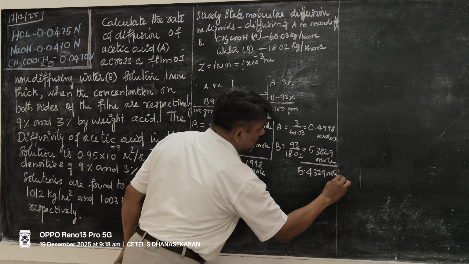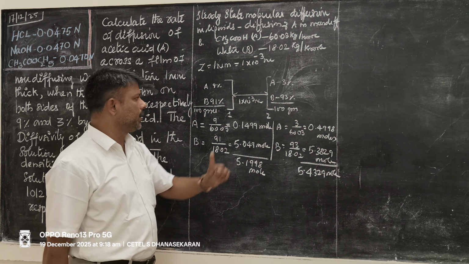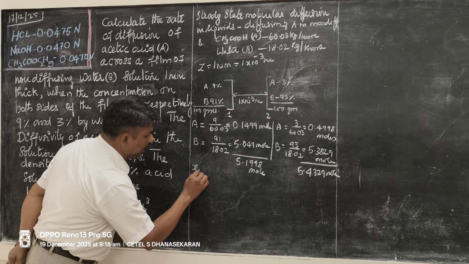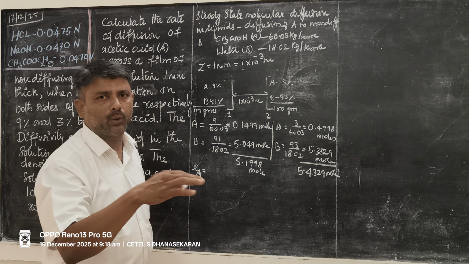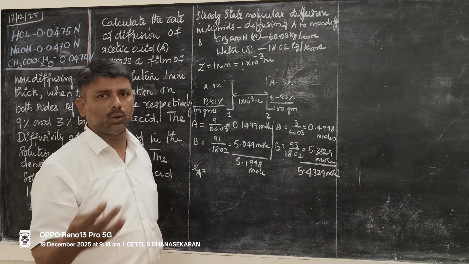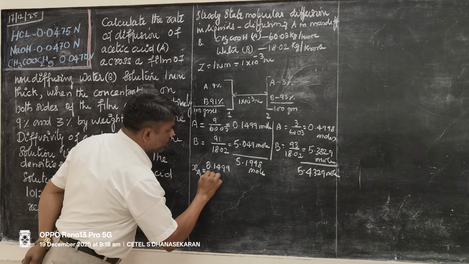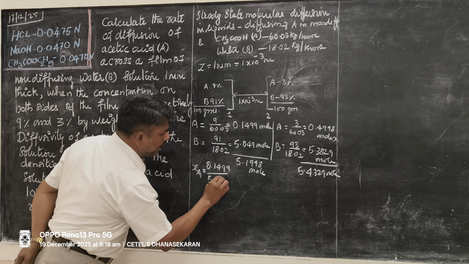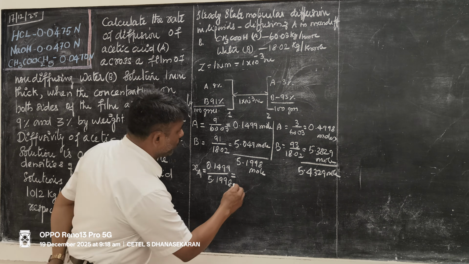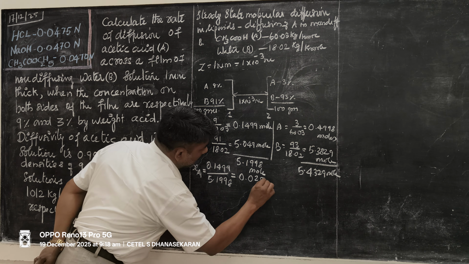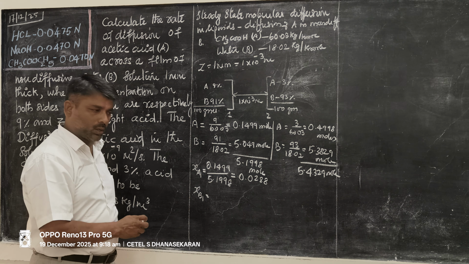Next, the mole fraction of A and B in region 1 and in region 2. The mole fraction of A in location 1: mole fraction is nothing but individual moles divided by total moles. Individual moles 0.1499, total moles 5.1998. So the mole fraction of A in section 1 is 0.0288.